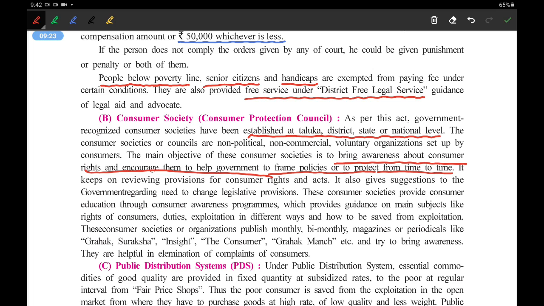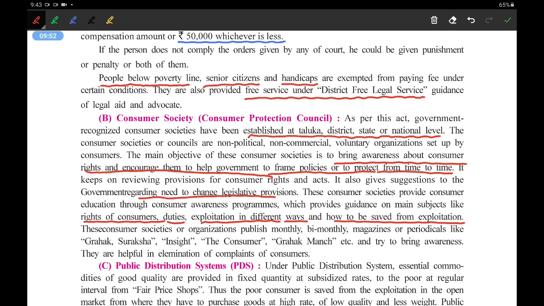It keeps on reviewing provisions for consumer rights and acts. It also gives suggestions to the government regarding the need to change legislative provisions, if there is a need. This consumer society provides consumer education through consumer awareness programs, with guidance on main subjects like the rights of consumers, their duties, exploitation in different forms and ways, and how to save themselves from exploitation.